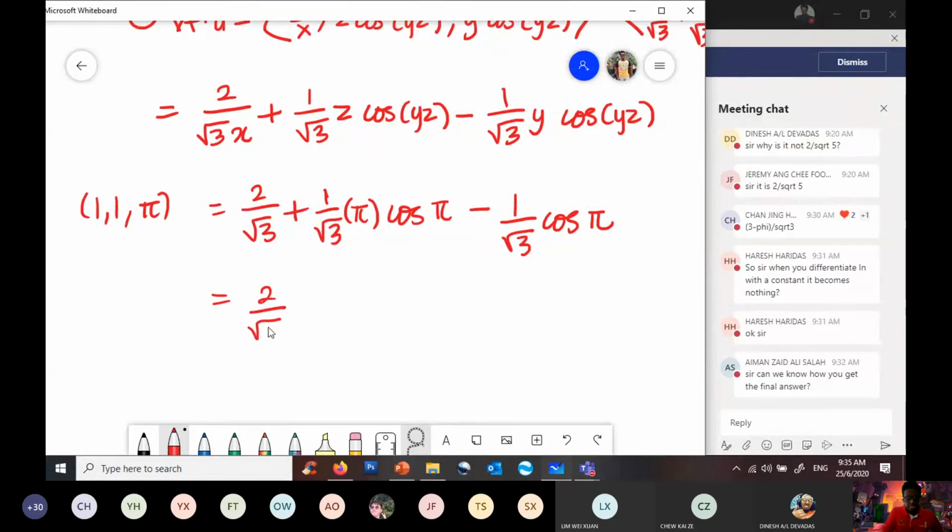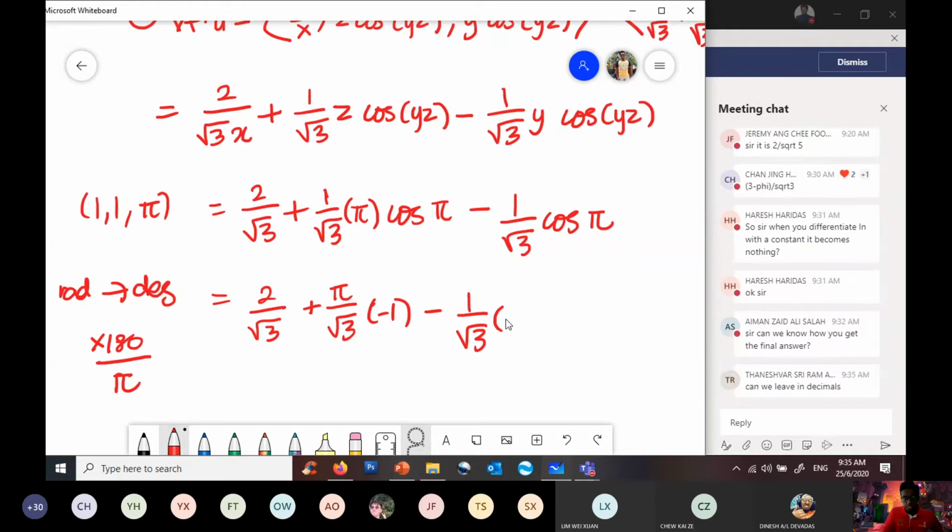So the 2 over square root 3, just keep it there. Nothing much for the moment. The pi, let me put it up here. Just a rewriting. Okay, cos pi. If you change pi into degrees, it's times 180 divided by pi. That's how you change from radians to degrees. If you want to change from radians to degrees, multiply by 180 divided by pi. So if I do this, it's going to be cos 180. Cos 180 is equal to negative 1. And then again, cos 180 is negative 1.